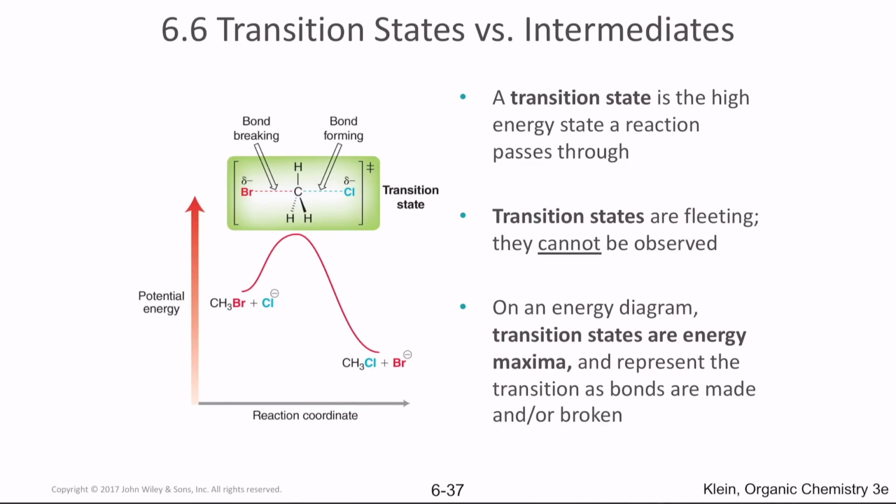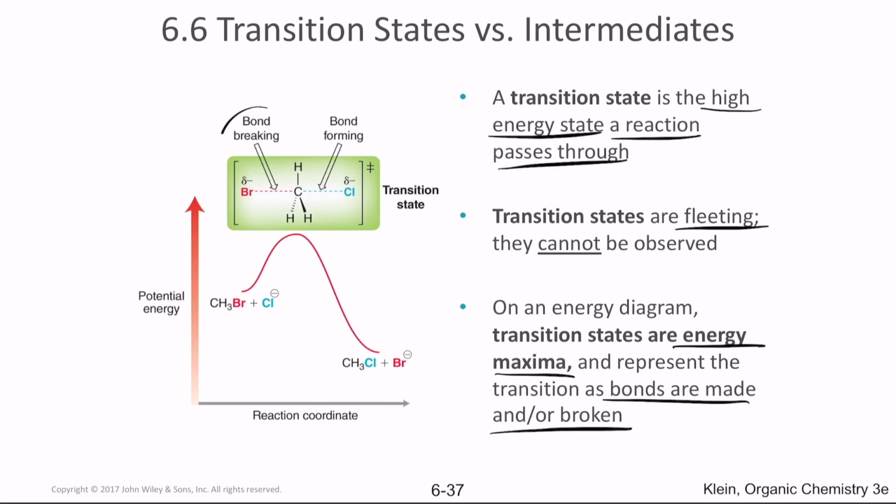So a transition state is a high energy state that a reaction passes through, and these are generally fleeting states. You cannot observe the compound formation at the transition state, and the transition states are energy maxima, and they generally represent when the bonds are made and broken. So they have two processes that are looking to happen at the same time. That's why this is what we call a fleeting or a temporary state, and these are not observed.